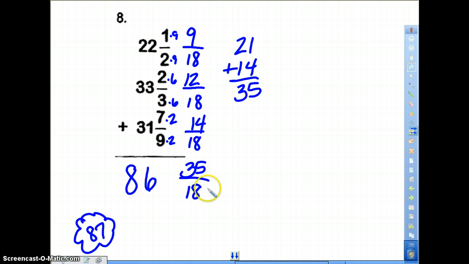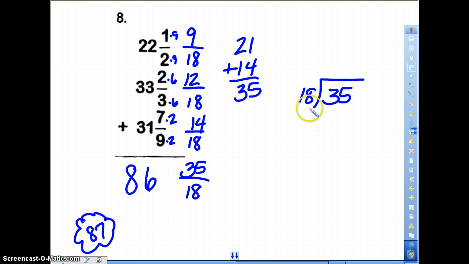Yeah, we've got an improper fraction happening here, and we don't leave our answer like that with an improper fraction in it. So we're going to have to go ahead and change this piece right here, that improper fraction, to a mixed number. So I need to know, and what this says is it says 35 divided by 18. How many times does 18 go into 35?